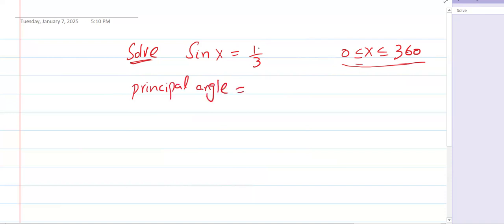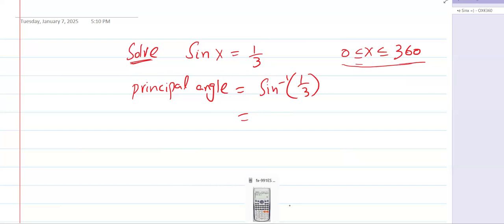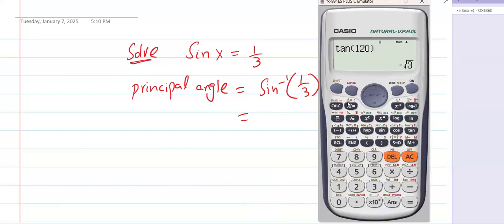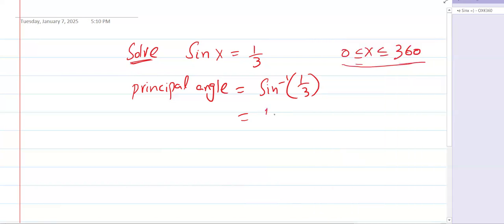Okay, what is the principal angle? You will just take the inverse of this: sine inverse of 1 over 3. Make sure your calculator is in degree mode here. Okay, it's 19.47. You write the angle to one decimal place only, so 19.5 degrees. This is your principal angle.